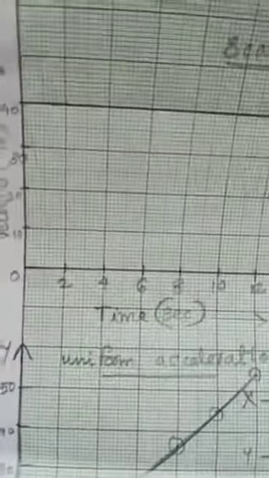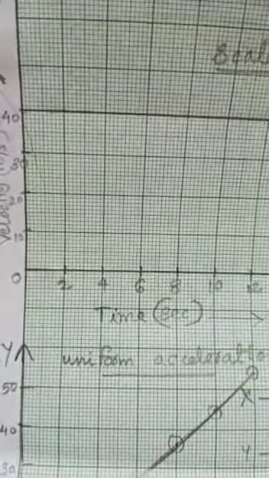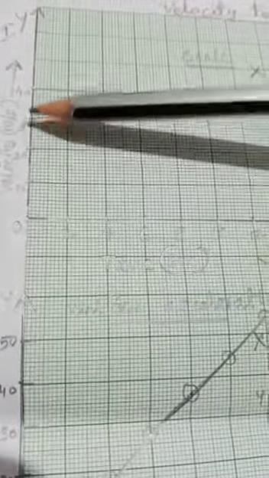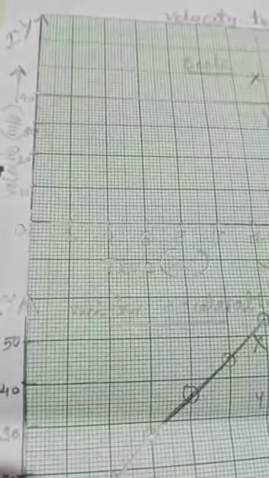Clear. Now which quantity do we have to take along the y-axis? Here we have to draw a velocity time graph, so along the y-axis we have to write or mark the velocity of the object. So here I have written velocity in meter per second.